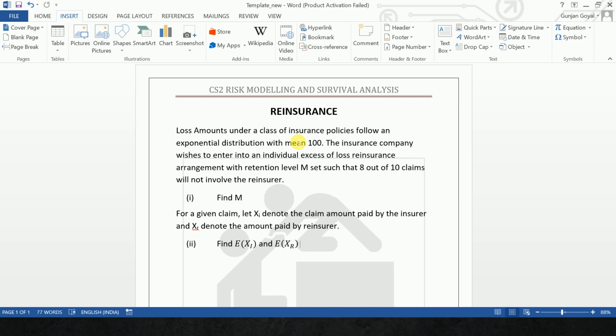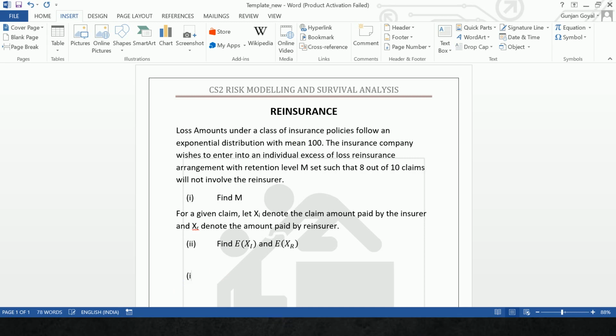Find M. For a given claim, let XI denote the claim amount paid by the insurer, and XR denote the amount paid by the reinsurer. Find the expectation of XI and the expectation of XR. So let's do the first part.